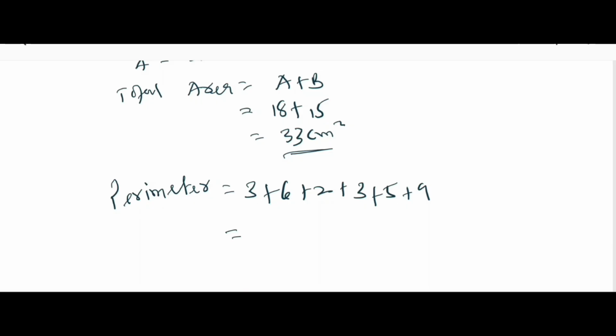When you add this, you're going to get 6 plus 3 is 9. 9 plus 2 is 11. 11 plus 3 is 14. 14 plus 5 is 19. 19 plus 9 is 28 centimeters. So the answer for the outer perimeter is 28 centimeters. Do you understand now? Yes. Okay.